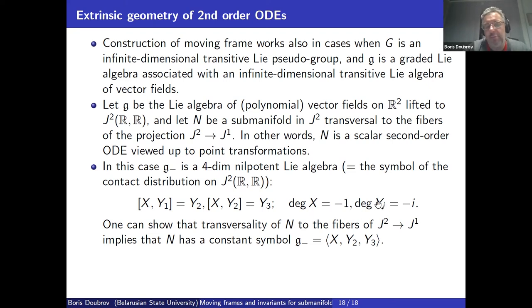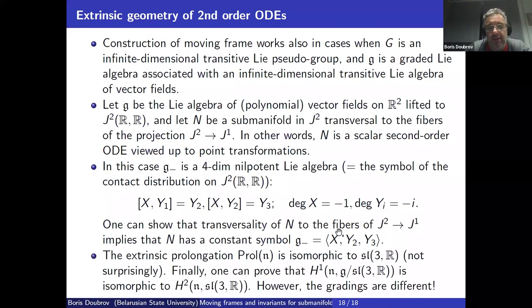So X and Y1 here span a Goursat type distribution, the contact distribution. Of course, N cannot contain the contact distribution, it cannot be tangent to N, to be precise. Then there's not much freedom left, and we can prove that the symbol will be N. Again, G minus is four dimensional, so the symbol will be a three dimensional subalgebra, spanned by X, Y2, and Y3. And then we can do extrinsic prolongation. Not surprisingly, extrinsic prolongation tells us what is the maximal possible symmetry in this case. It will give us exactly SL3, recovering the symmetry of the trivial equation.